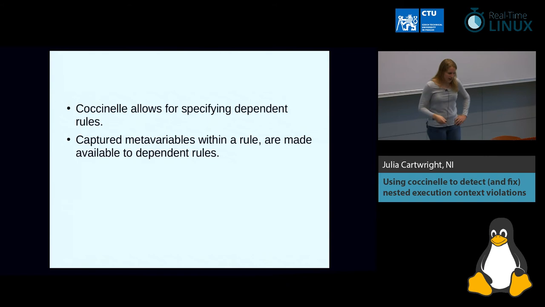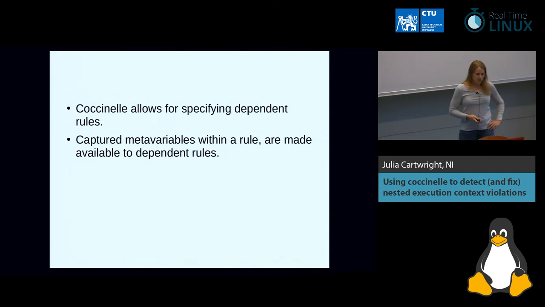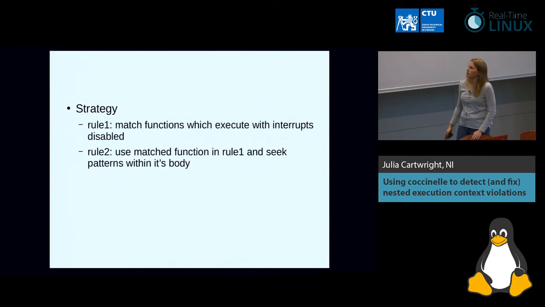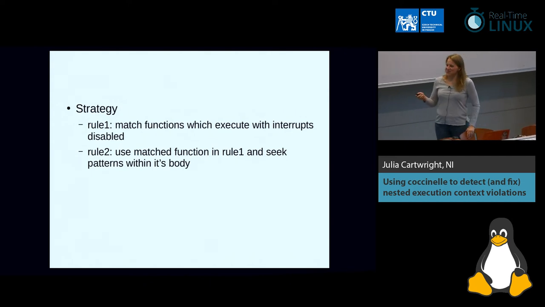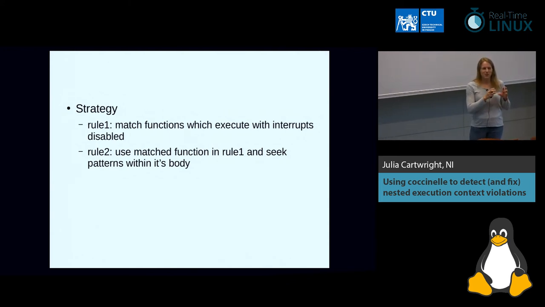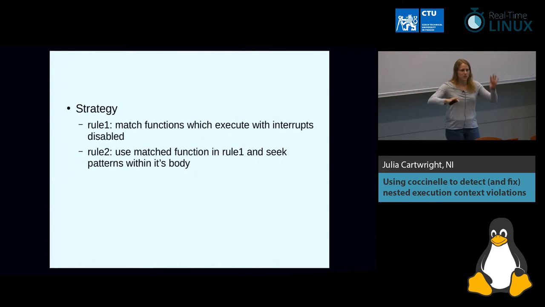In order to do that, I'm going to use two features of Coccinelle that I don't think are very widely understood. Coccinelle allows you to specify dependent rules. So you can say, okay, here's a match, and this one depends on this one. Any metavariables which are matched in the parent, if you will, are available as values to the child. I'll show you what that looks like here. The font's going to get smaller and Steve's going to kill me. The strategy in this particular case is to declare two rules. One rule matches functions which execute with interrupts disabled, and then a second rule depends on the first rule and uses the typical control flow analysis to detect when a context violation occurs. Those are two separate and very distinct rules.